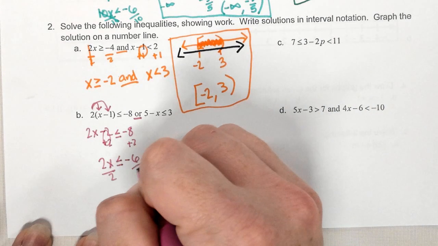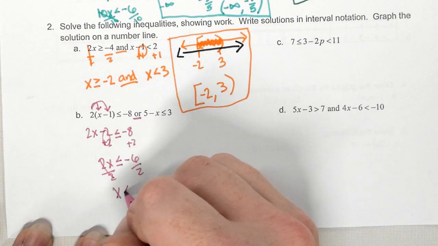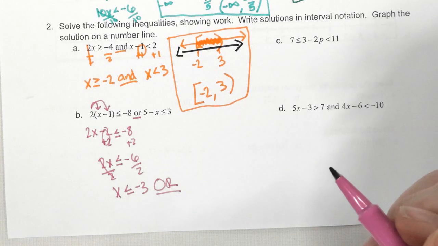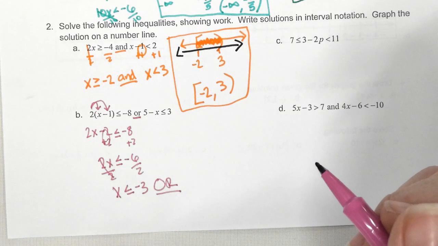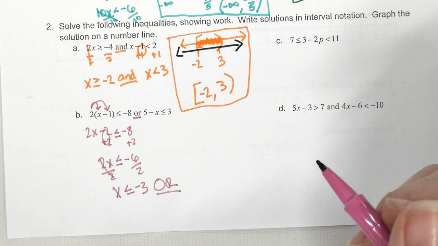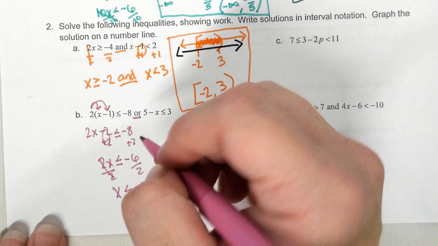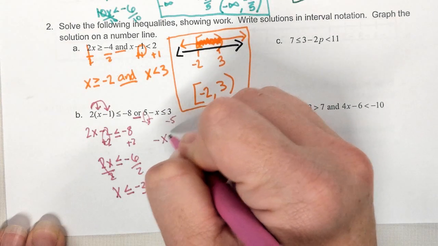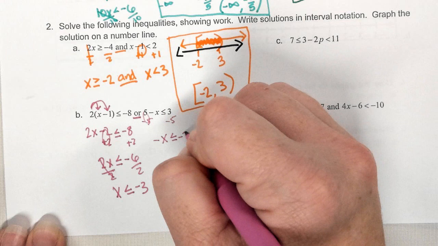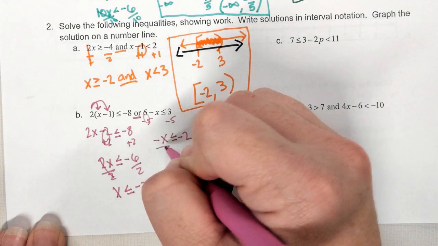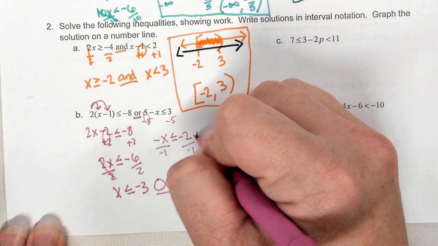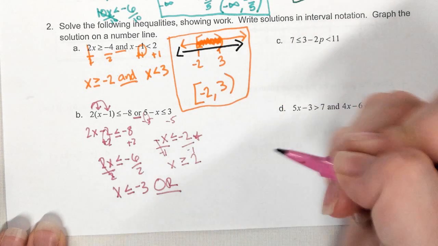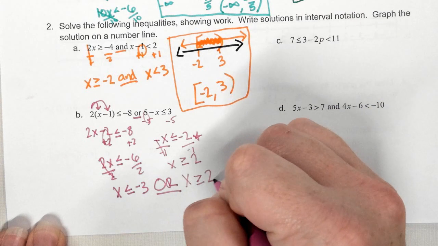Divide by positive 2, so we're not flipping. We get x is less than or equal to negative 3. Bring down that or so I don't forget. And now we're going to do the other side. So I'm going to do minus 5, minus 5. And I have negative x is less than or equal to negative 2. However, now to get rid of that negative x, I have to divide by negative 1. And when I divide by a negative, I have to flip my symbol. And I get positive 2. So x is greater than or equal to positive 2.